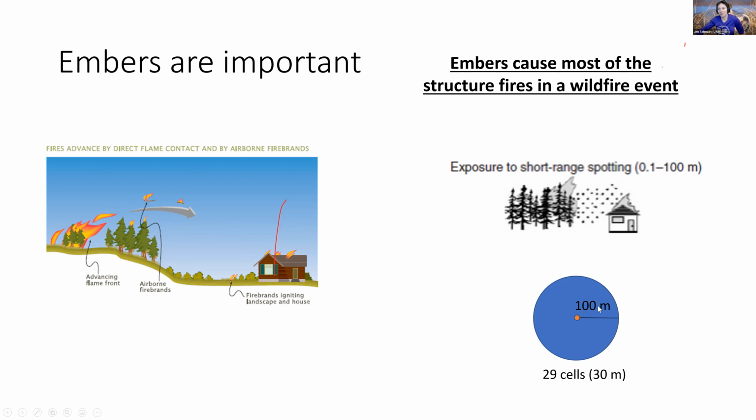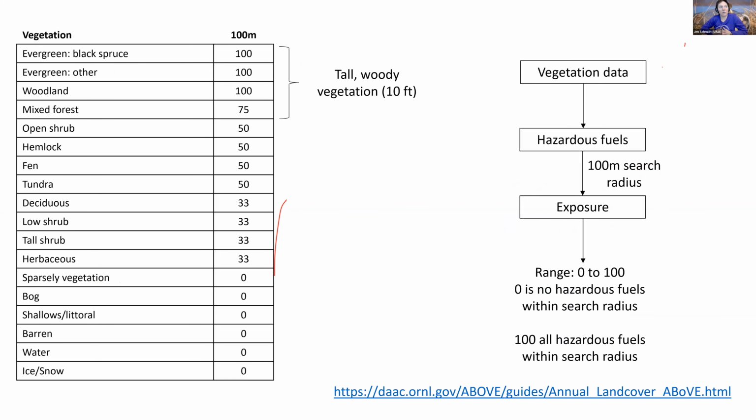And so what we do is we look at what are the hazardous fuels within this 100-meter radius. And then we calculate what is the exposure value in this 100-meter radius. So when you're looking at a cell, it not only incorporates the vegetation of that cell, but what's around it, to really capture these embers. And the vegetation that we use has about 16 different categories, and you assign hazardous fuels values to the vegetation.